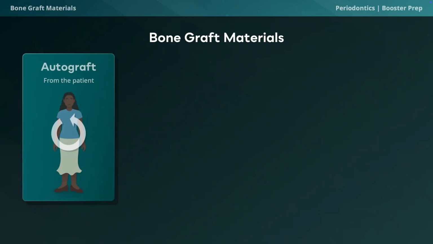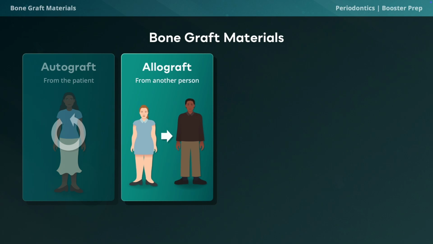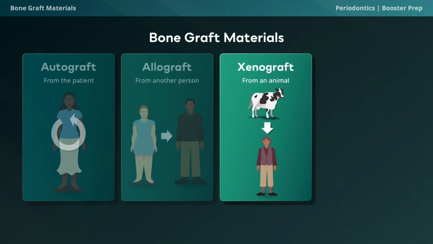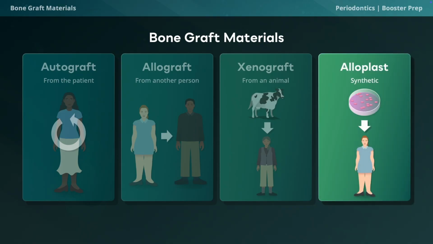Like I said, autografts are from the patients themselves, hence the prefix auto. Allografts are from another person, typically a cadaver. Xenografts are from an animal, typically a cow, and that's referred to as a bovine graft. You'll also see porcine grafts, and those are from pigs. Alloplasts are the last ones, and those are synthetic.